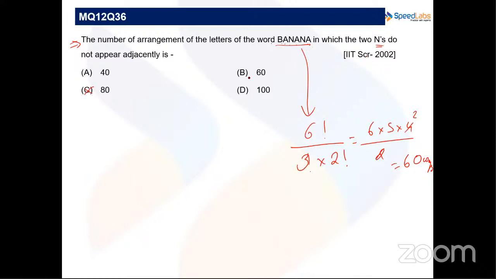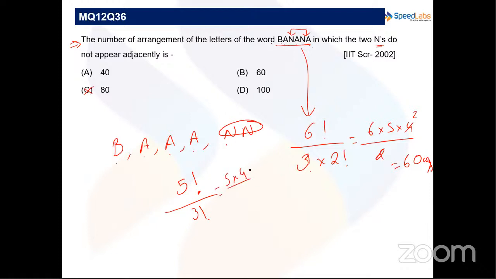And the two n's should not appear adjacently. So let's take both the n's as a single unit. So we will be having B, A, and both the n's as a single unit. So we are having 1, 2, 3, 4, 5 units here. In how many ways we can arrange it? 5 factorial upon 3 factorial. That will be 5 into 4 into 3 factorial by 3 factorial. On cancelling, we will be getting 20.